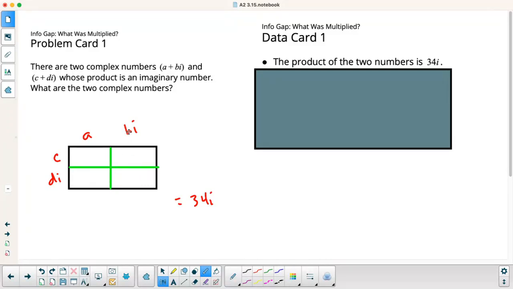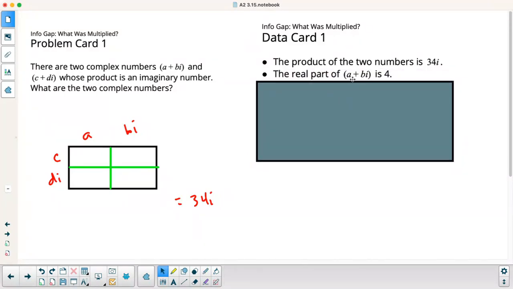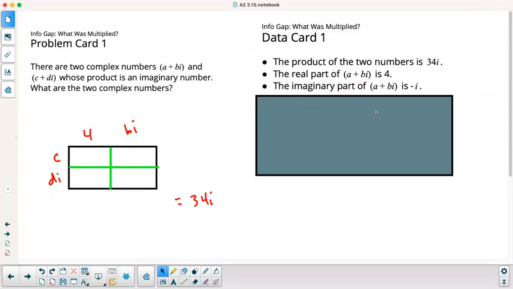Okay, so we know that this part's going to be real, a times c, and then this part's going to be real. It's going to be b times d, and then i squared will make it negative 1 there. So I keep forgetting to change. So the real part of a plus bi is 4. So we could change the a to a 4. Because I would have asked, do they give me a, b, or c? So they give me the real part there. The imaginary part of a plus bi is negative i. Oh, okay, so now we're really in good shape here.